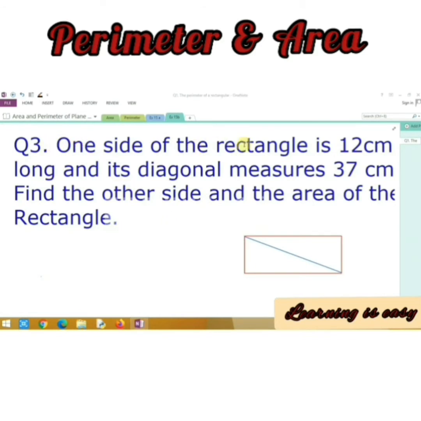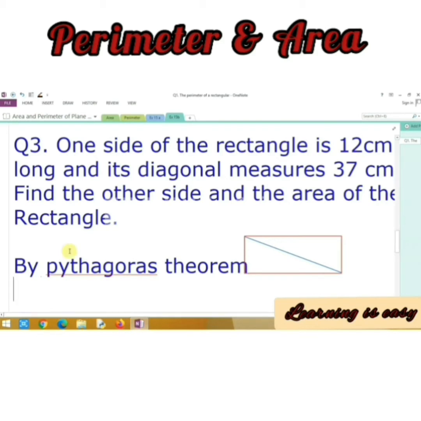Third question, one side of the rectangle is 12 centimeter long and the diagonal measures 37 centimeter. So we have the diagonal and the length. The other side we can find now. Then we need to calculate the area of the whole rectangle. So just slice it and see it as a triangle now, with the diagonal cutting the rectangle into two triangles. So we know the diagonal and the length. We can find the breadth using Pythagoras theorem.